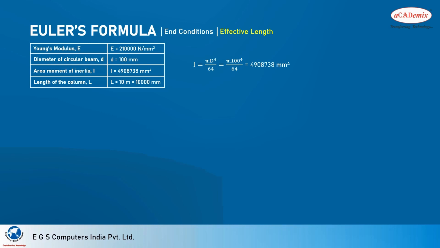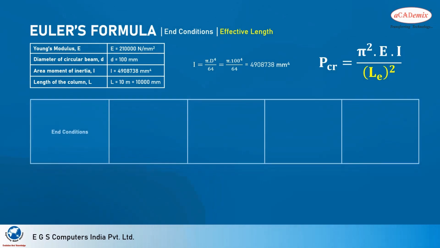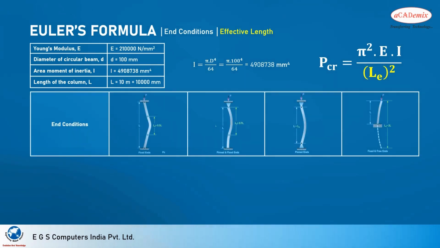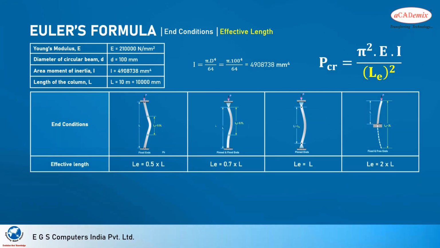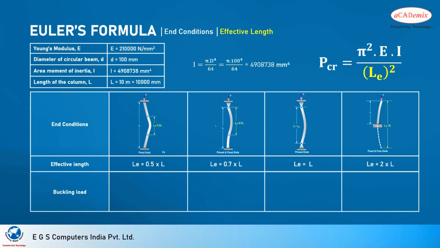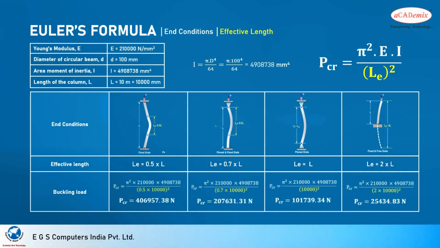By using Euler's relation and substituting the values of Young's modulus, area moment of inertia and effective length, we shall get the buckling load for all four conditions. Here we have the end conditions, the effective length and the buckling loads. Let's take a look at the obtained values of buckling load for each end condition.